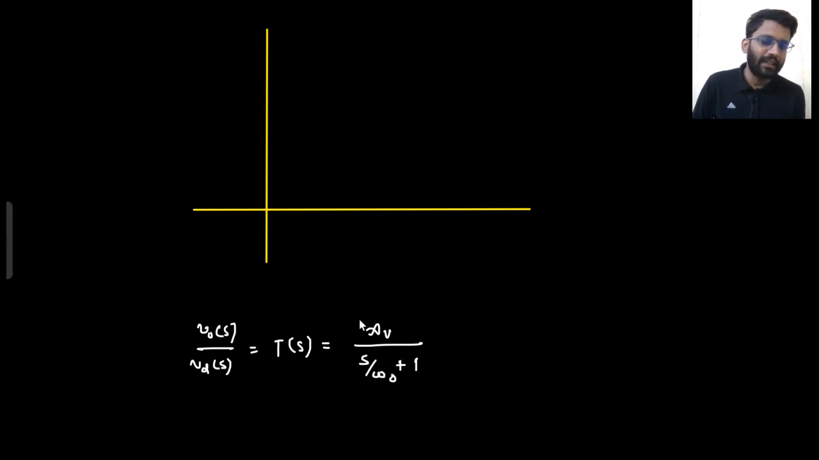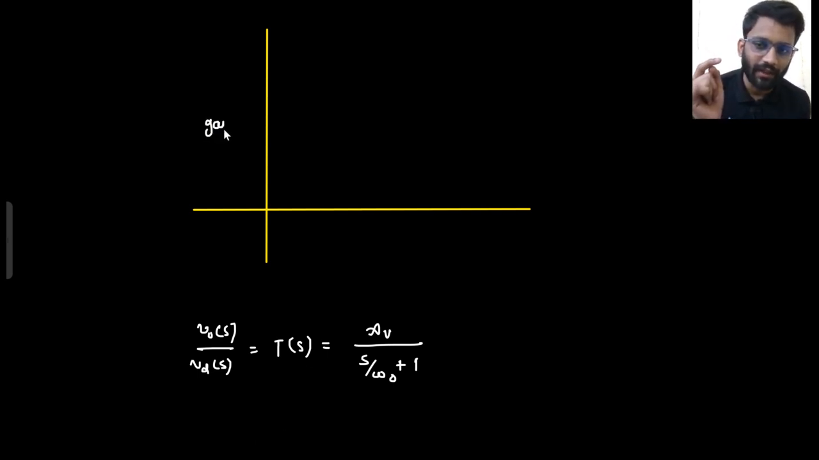What was the transfer function we got? V naught S by VDS, I can write it as TS. The transfer function is some DC gain divided by S by omega naught plus 1. So DC gain is AV, but at omega naught you are having a pole. So what kind of response is that? The response is the same as a low pass filter.